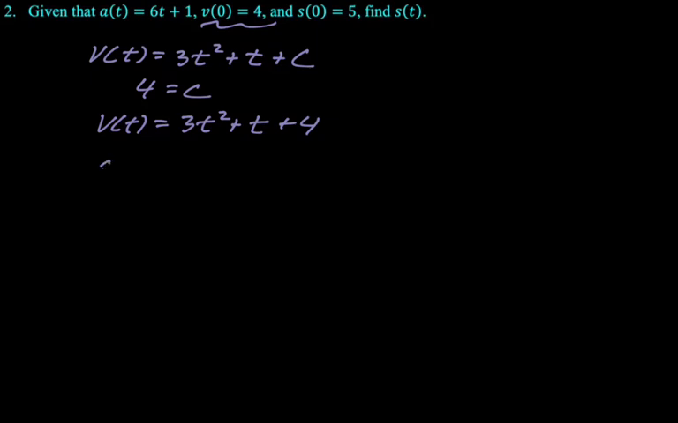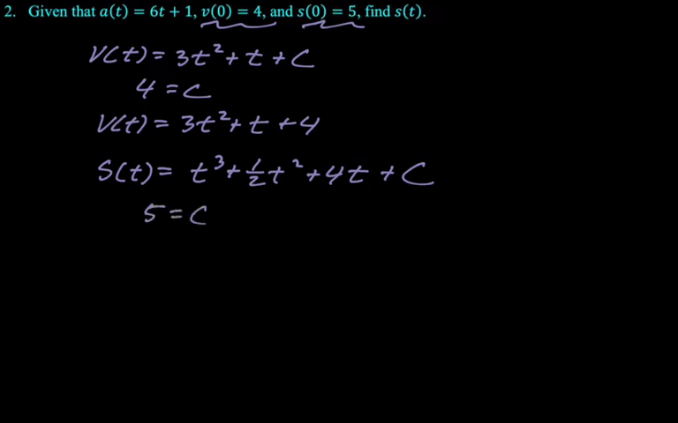So we're going to end up with s of t is 3 times 1/3, so just 1 times t cubed. And then t to the first plus 1 times the reciprocal, 1/2 t squared, 4t plus c. Again, we want to solve for c by using s of 0 is 5, which again zeroes everything out, and we just get c is equal to 5 in this case. So our final answer for s of t is t cubed plus 1/2 t squared plus 4t plus 5.